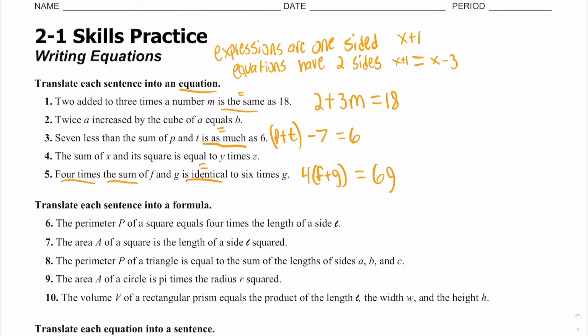Let's go ahead and do number 7. The area of the square. Area of a square. This sounds like it's going to be a formula. And it even says in the instructions it's a formula. Area is equal to the length of a side squared. So they tell you that they want you to use this letter. That's the length. And then you're going to square it, which means a power of 2.